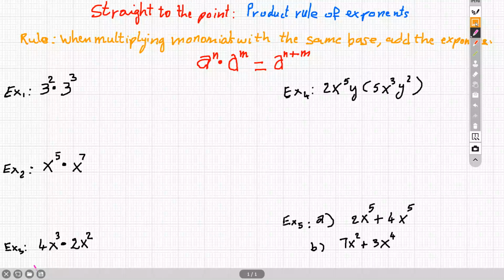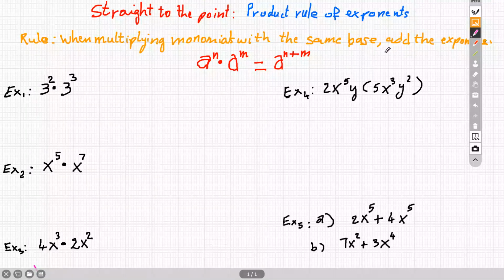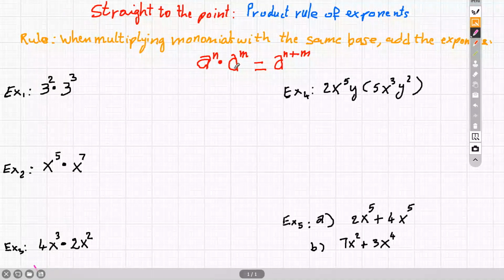The rule goes as follows. When multiplying monomials with the same base, add the exponents. Monomials are one-term polynomials. If you want to know how naming polynomials works, you have to watch the videos that are made on naming polynomials. So this is the rule: a to the n times a to the m equals a to the n plus m. We just need to add the exponents.